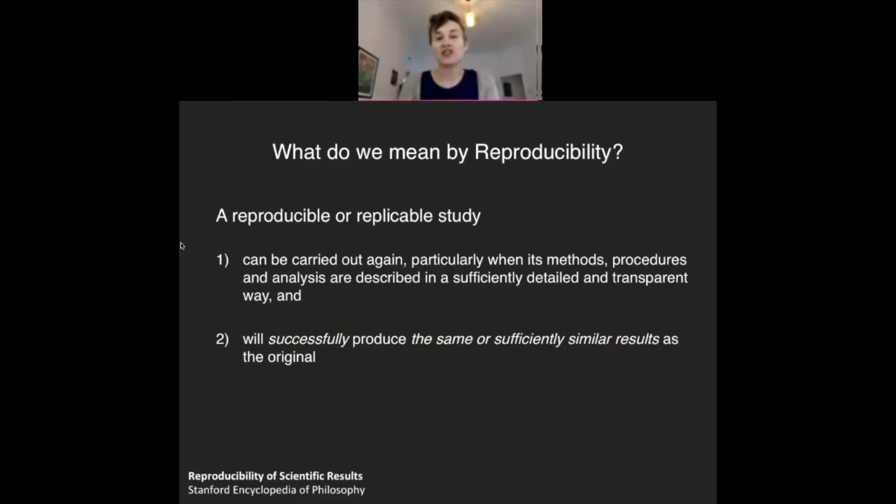I want to start out just very briefly to have everyone on the same page. What do we mean by reproducibility? Because it can actually mean two things. And for the sake of the talk, when I talk about reproducibility, I mean these two things together. It can first mean that a study can be basically carried out again, assuming that methods and the procedures are explained in sufficient detail. But it also means that the replicate study can successfully produce the same or sufficiently similar results as the original study. So when we talk about reproducibility, I mean both of these points at the same time.